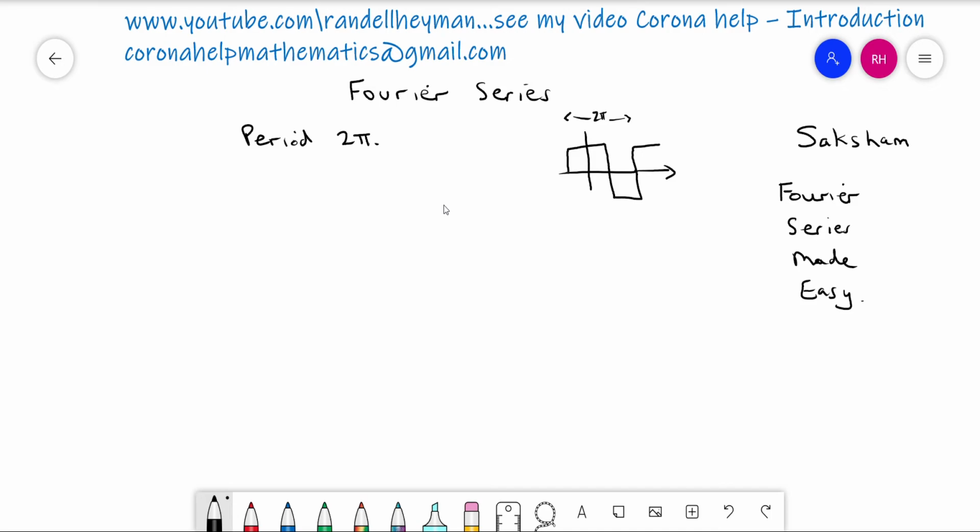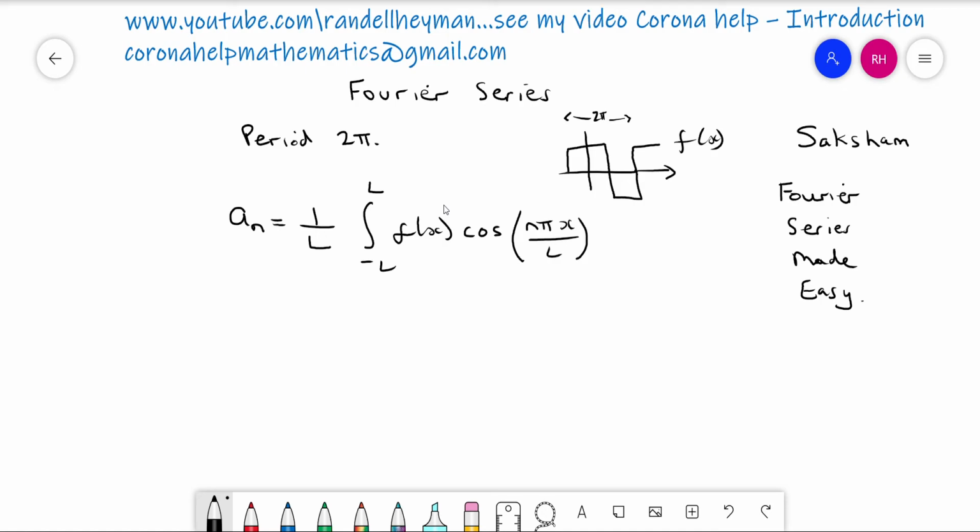So how does this work? Well, if it's not 2 pi, then you can't use the formulas that I had, or you have to change slightly the formulas I had in my video. So let's just go through it. For the an terms, use 1 on L, integral between negative L and L, f(x), the function we're trying to work out the Fourier series for, times the cosine of n pi x on L, dx. This is now considering the case where f(x) is periodic with period 2L.